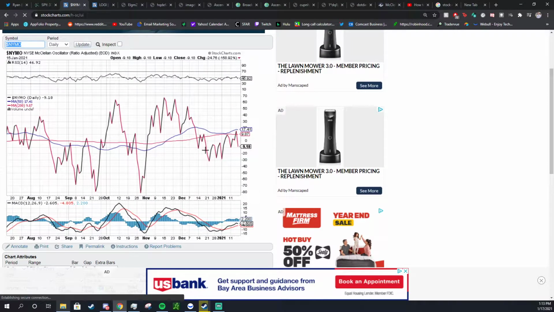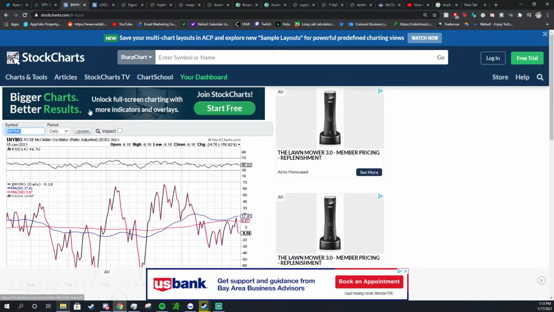But if we look at the last time that the McClellan oscillator approached the 50 MA and rejected it multiple times, we did see a couple pullbacks, right? This was, I think, October, September. So the fact that we are resisting this 50 MA makes me think that we could drop definitely more than from where we are right now.